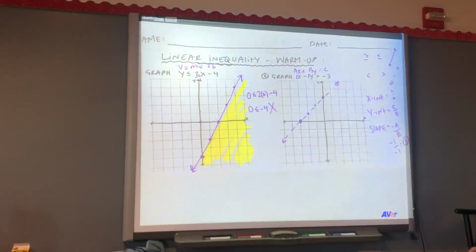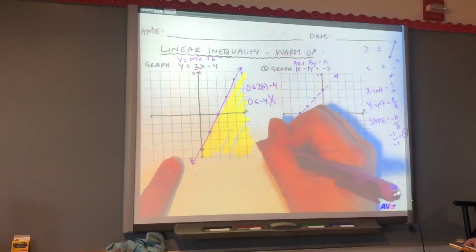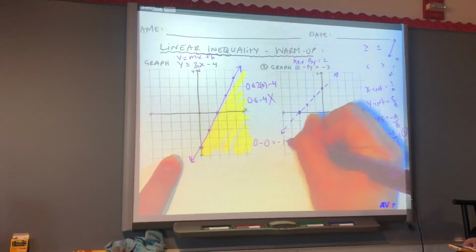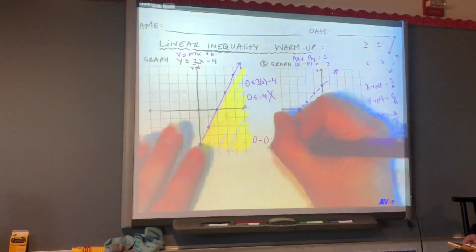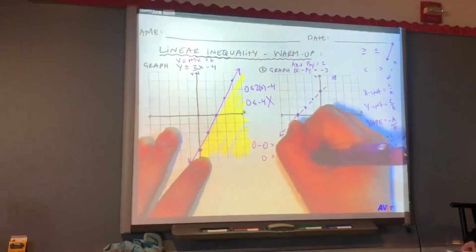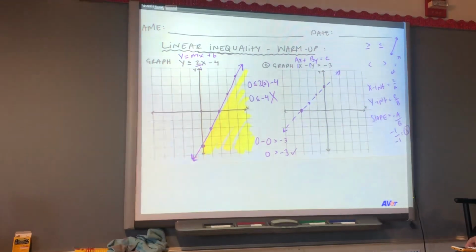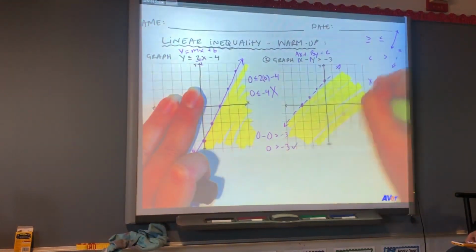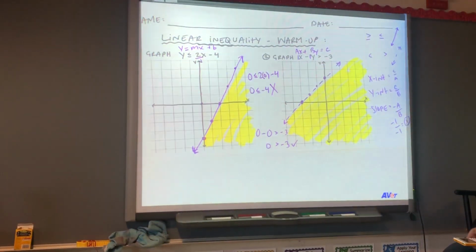So I'm going to use some space down here. I'm going to plug in a 0 for the x, plug in a 0 for the y in my original equation. 0 minus 0? 0. So this says 0 is greater than -3. Is that true? Yes. It is true, which means that the origin is part of my solution set. It is part of my answer. So all of this down here is shaded.